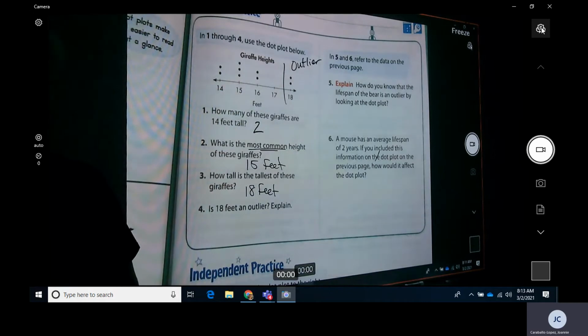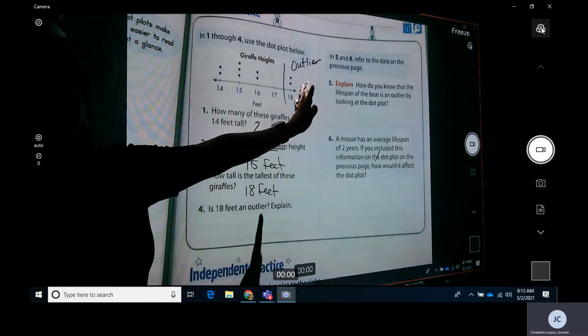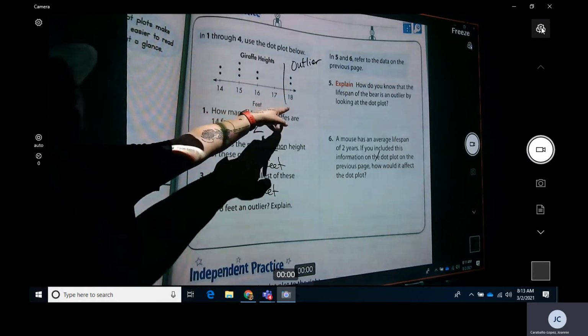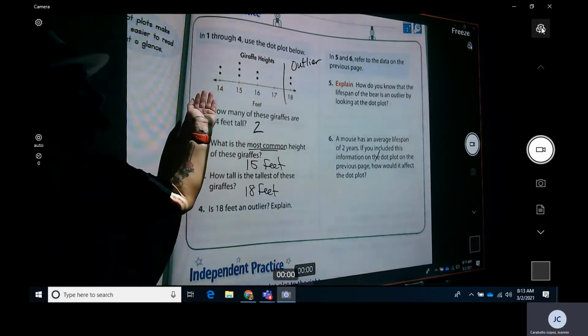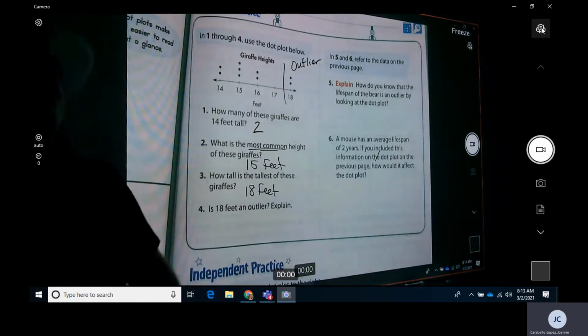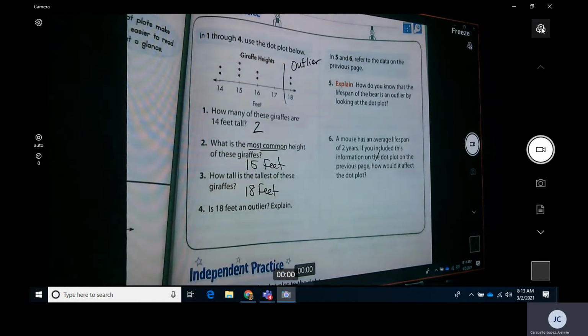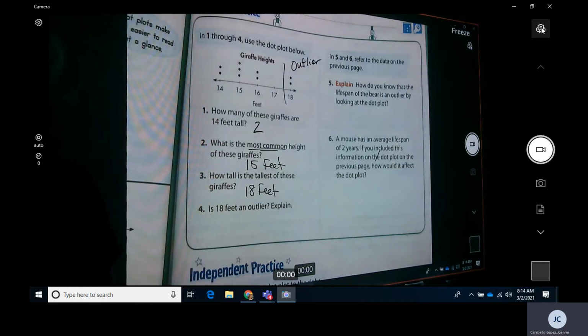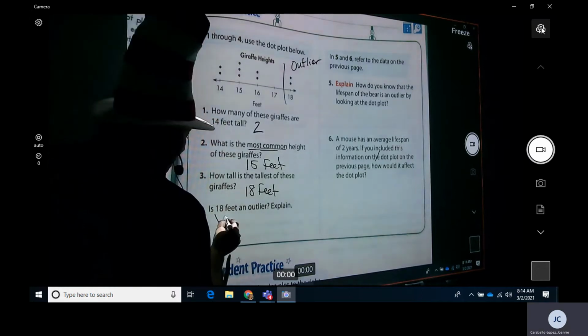It was not common. So el número afuera es el número que es la cantidad que no es común. 18 no es común, como puedes ver. Las estaturas comunes eran 14, 15 y 16, ¿ok? Y solamente dos jirafas midieron 18 pies, ¿ok? Is 18 feet an outlier? Yes, les acabo de explicar.